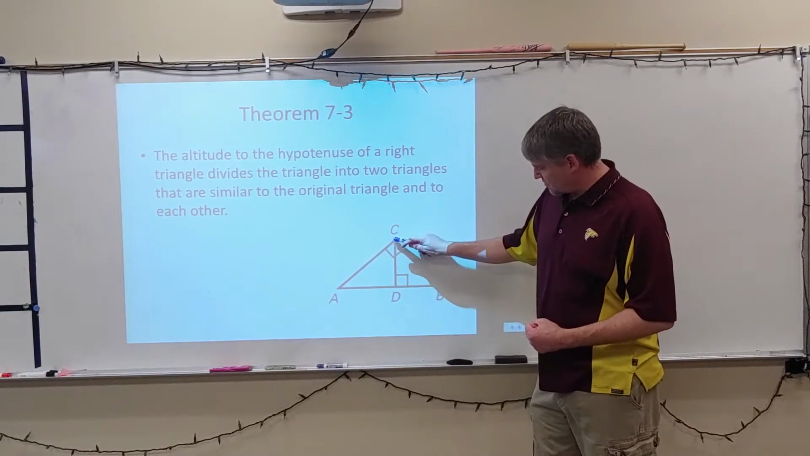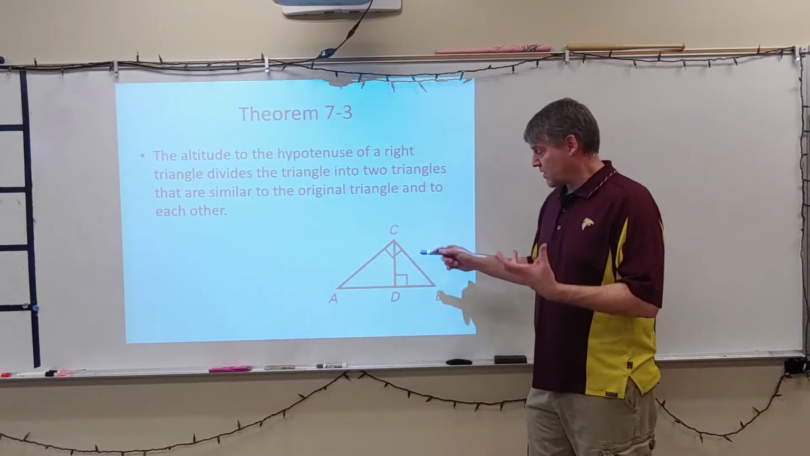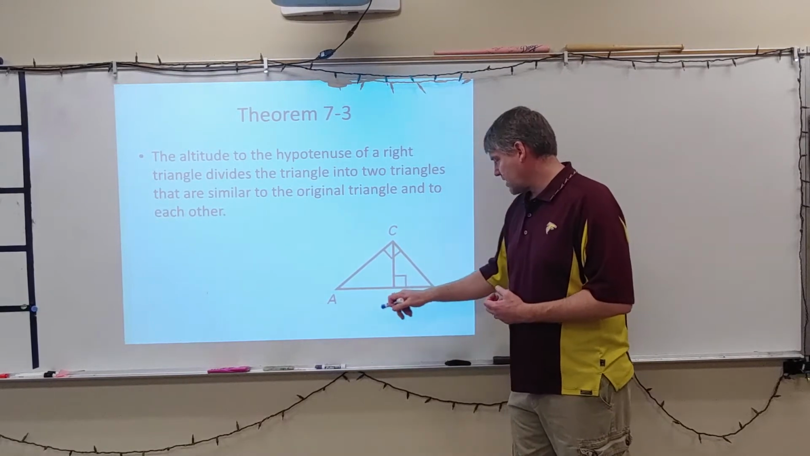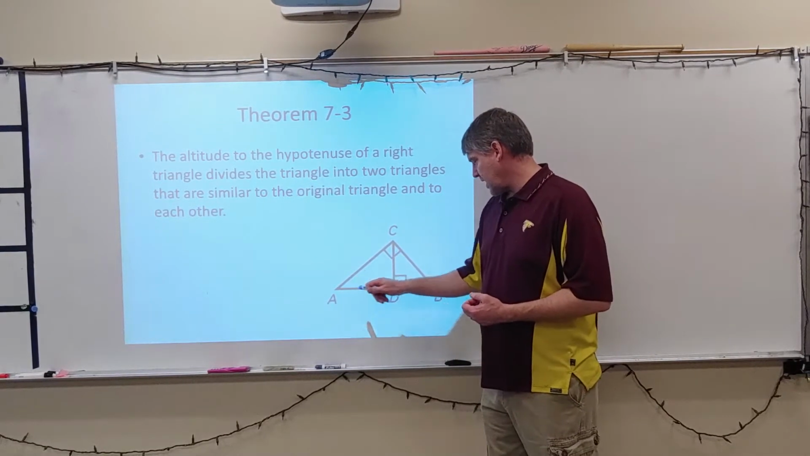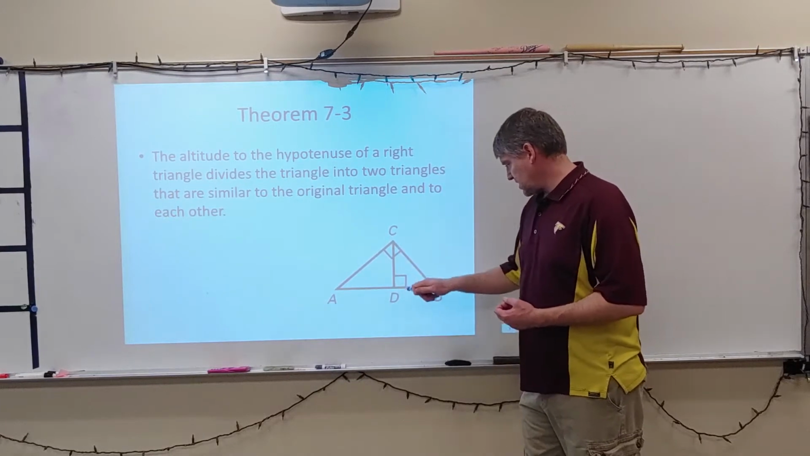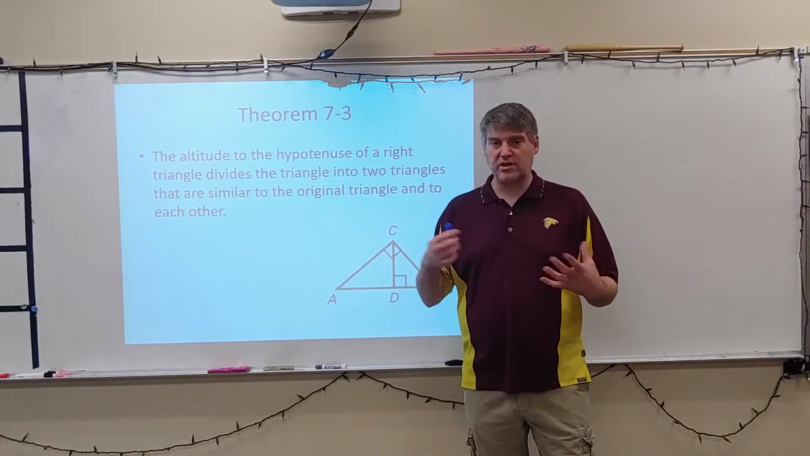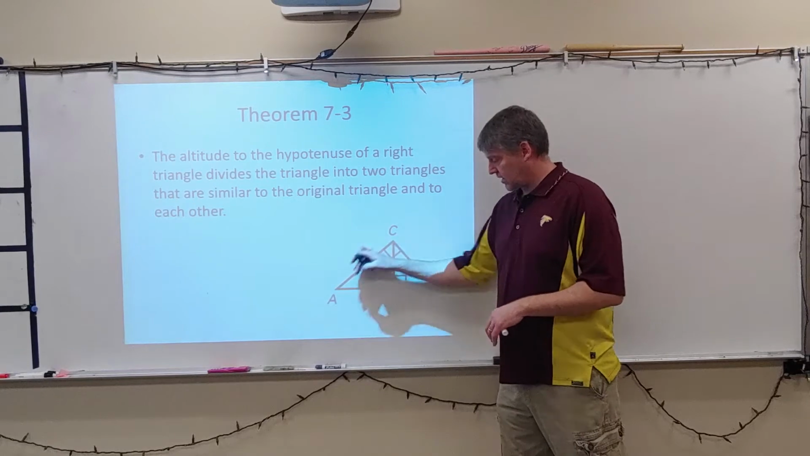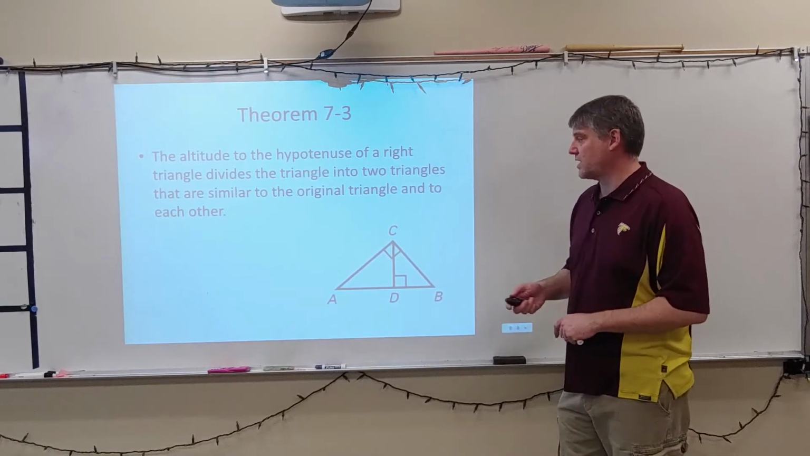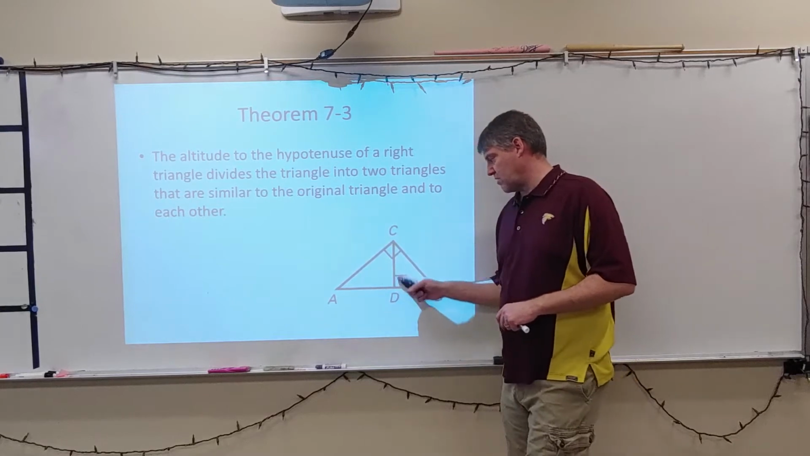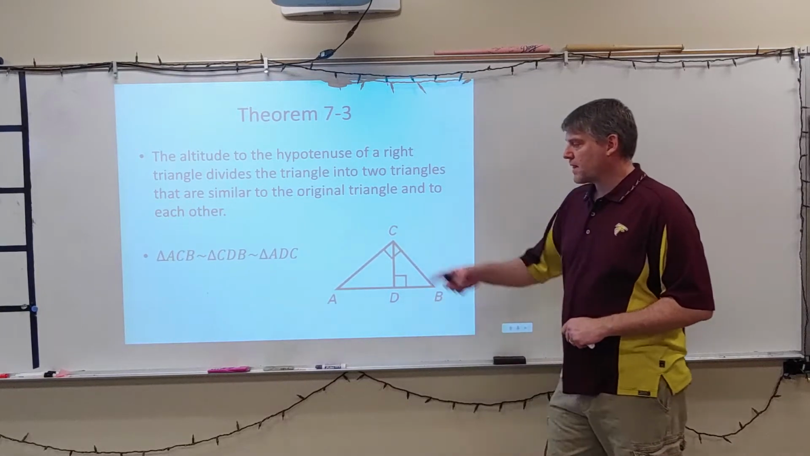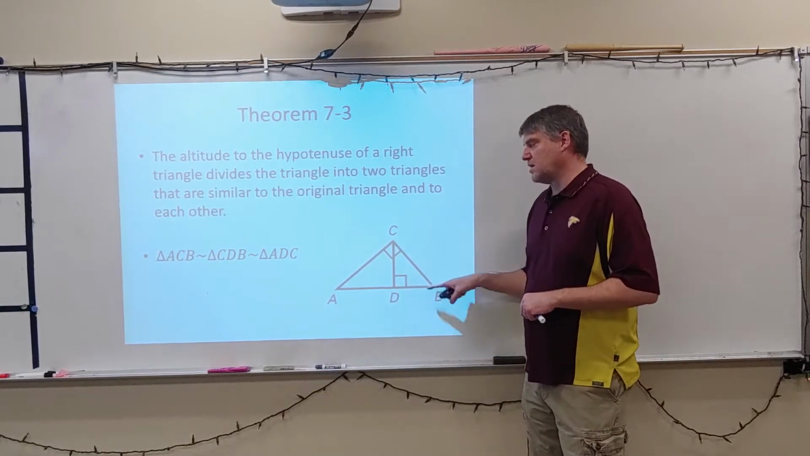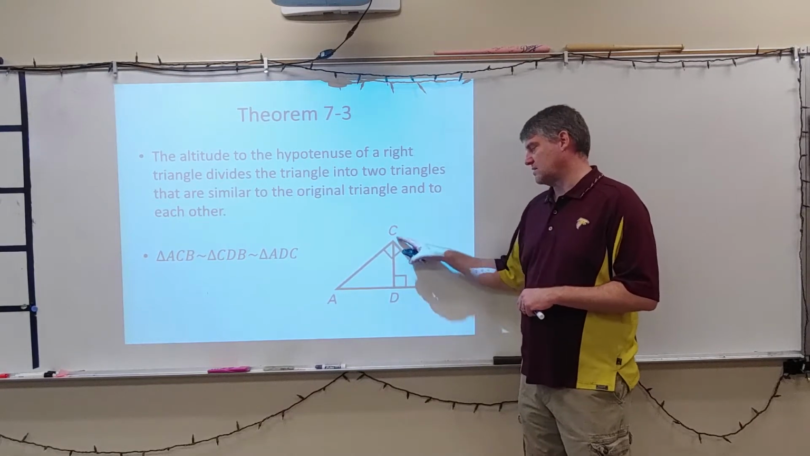If I drop this altitude from my right angle down to my hypotenuse here, what's going to happen is A, B, C and A, C, B are similar, and C, D, B are similar. So we have three triangles that are all similar there. This gets kind of tough, visually trying to pick out which one is which. A lot of times we have to mirror it on one of the angles there. Okay, so triangle ACB is similar to triangle CDB, and it's similar to triangle ADC.